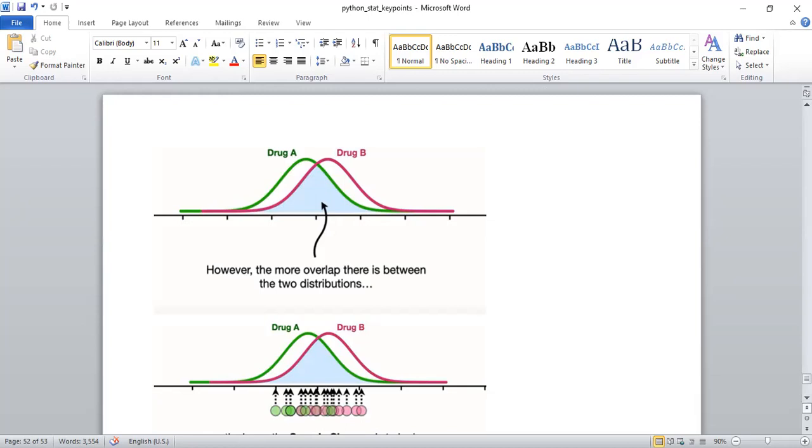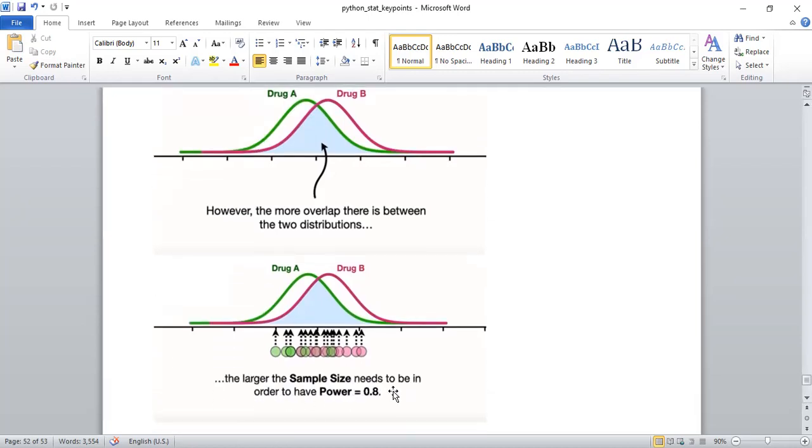Okay, why? Because the larger the sample size needs to be in order to have power 0.8. Why? Because look, the green distribution is represented by the dotted green circles here, and the pink distribution is represented by the pink circles. They are the members of the respective samples of drug A and drug B. Okay, so they get overlapped with each other. So that's why you cannot correctly reject the null hypothesis if you want your power to be 0.8.